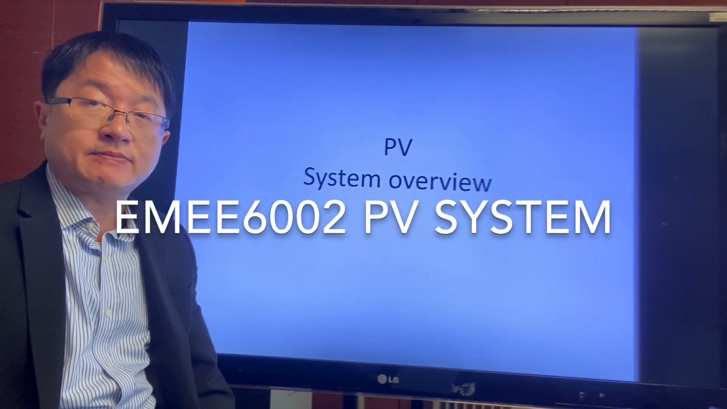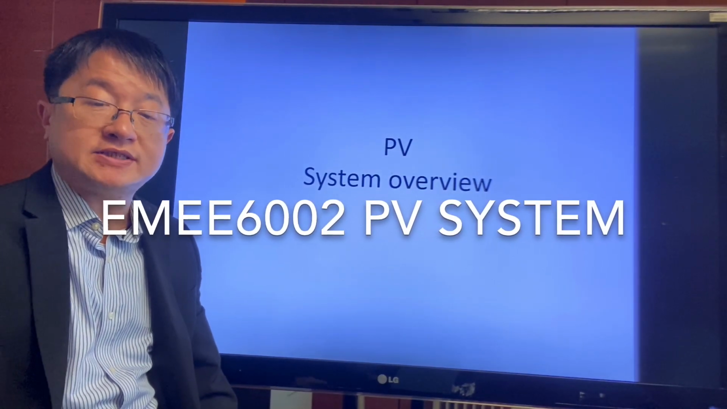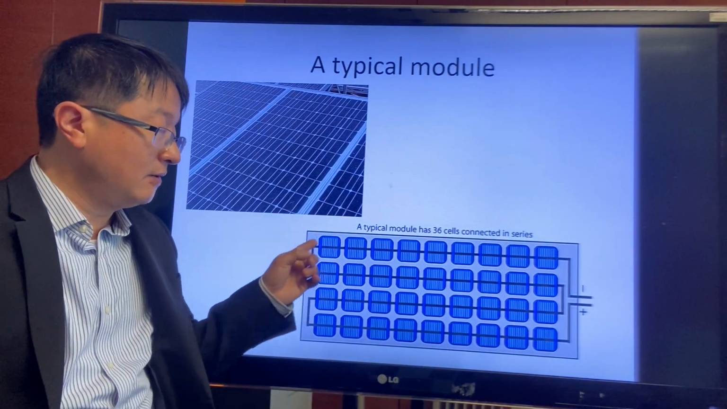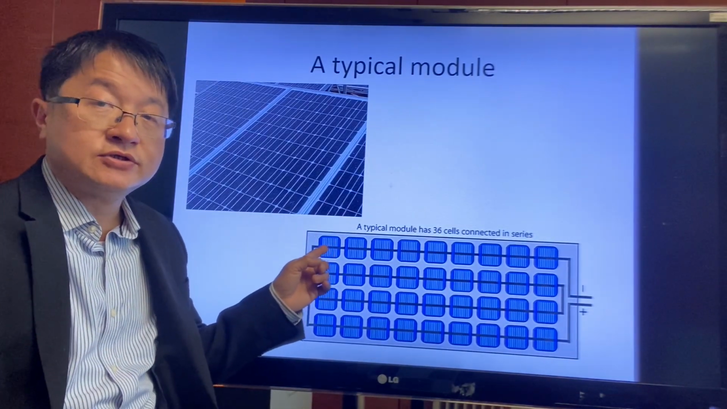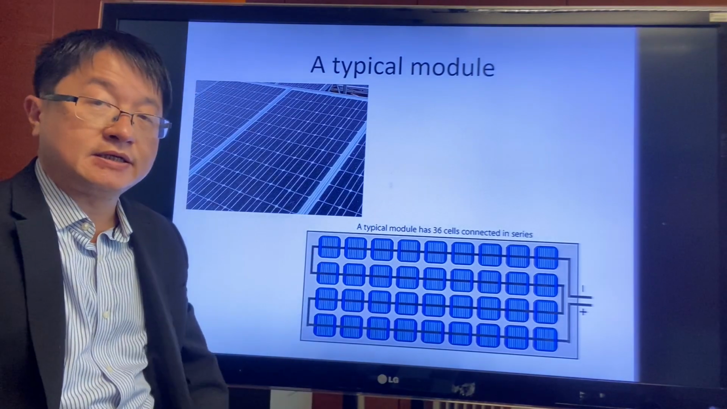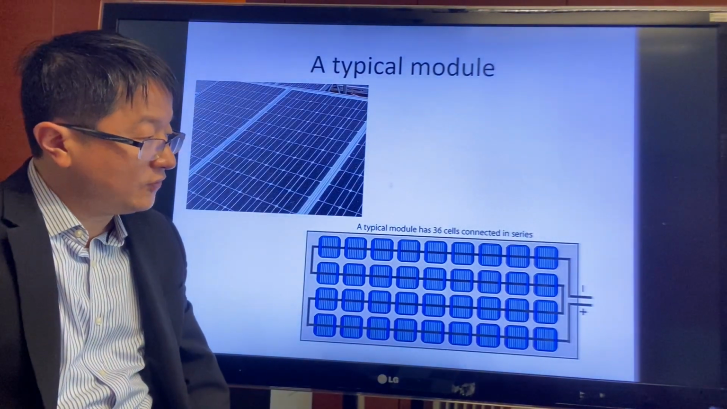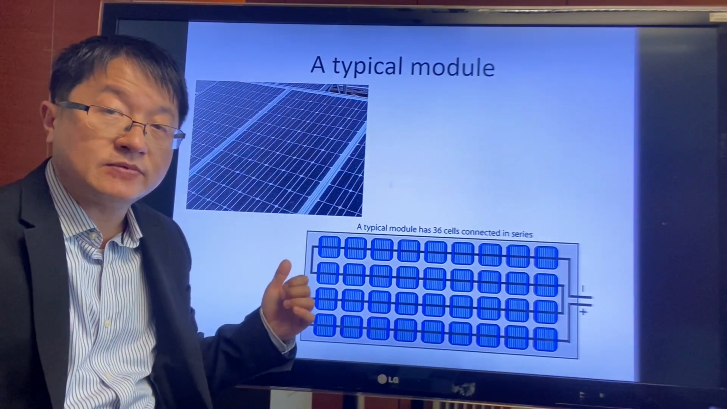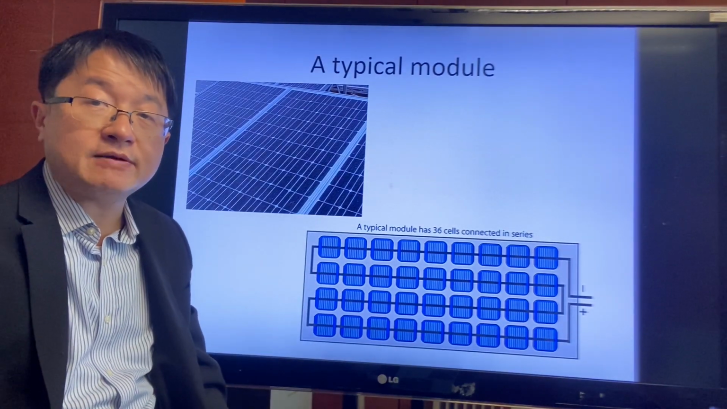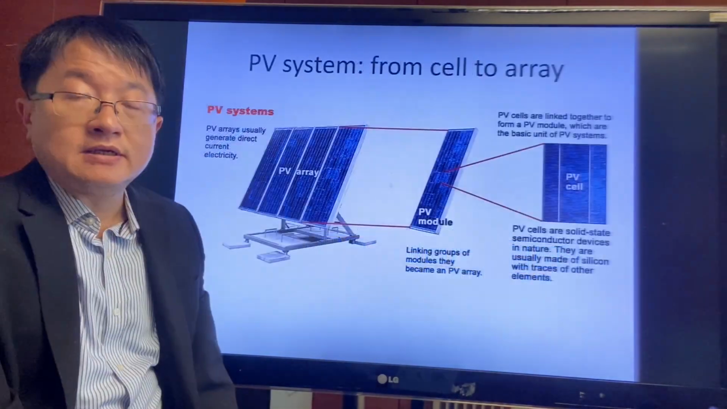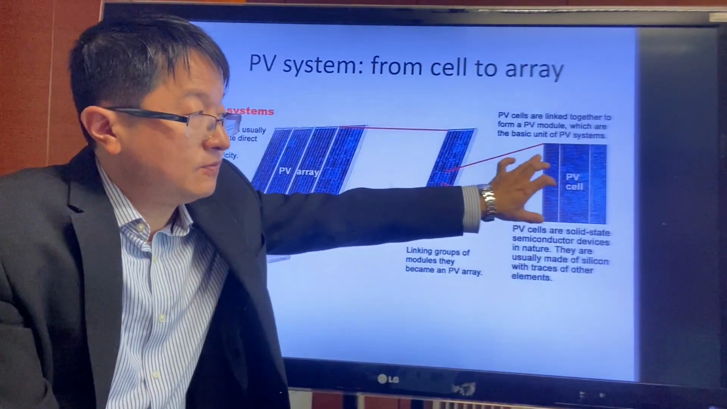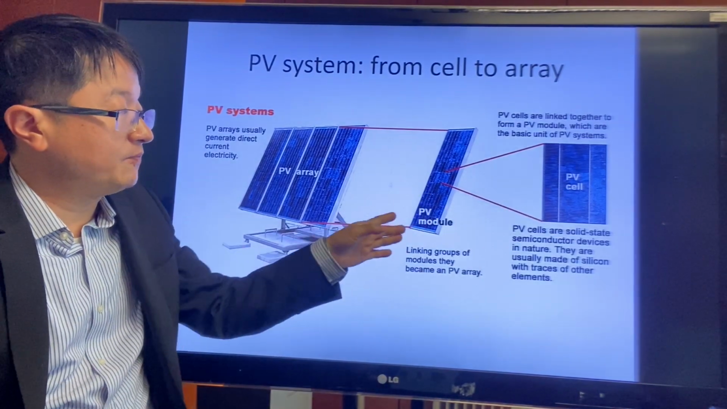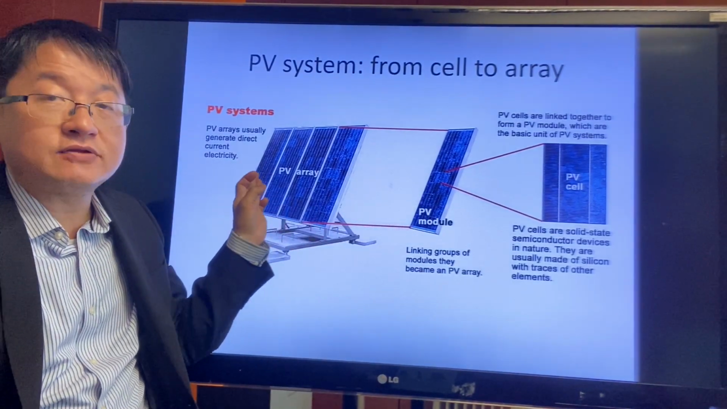In this session, we'll talk about the overview of a PV system. In the last sessions, we talked about how a PV cell generates electricity and how we can connect single PV cells together to form a system so that we can have higher voltage and current. A number of PV cells will be connected together to form a PV module, and a few PV modules can connect together to form a PV array.